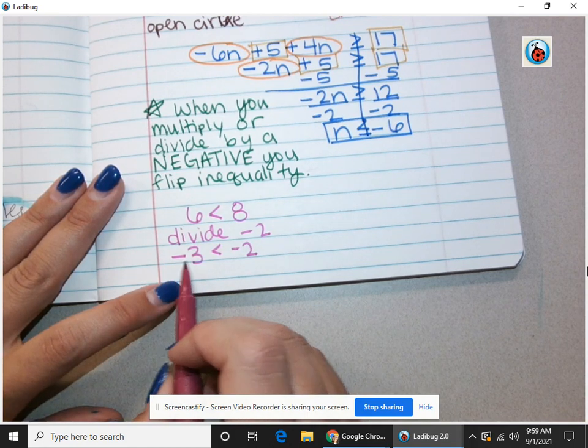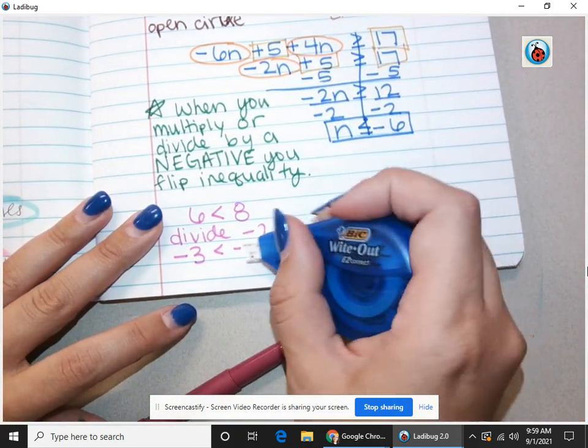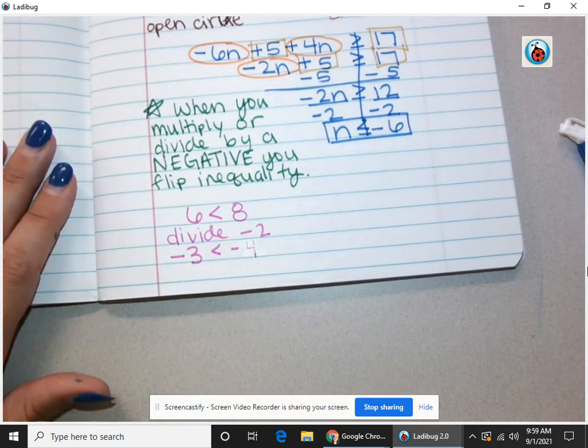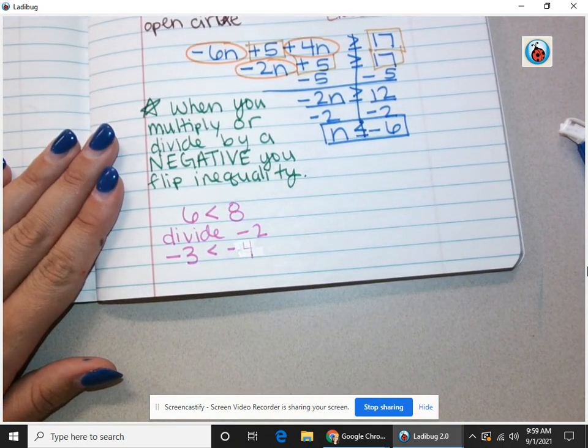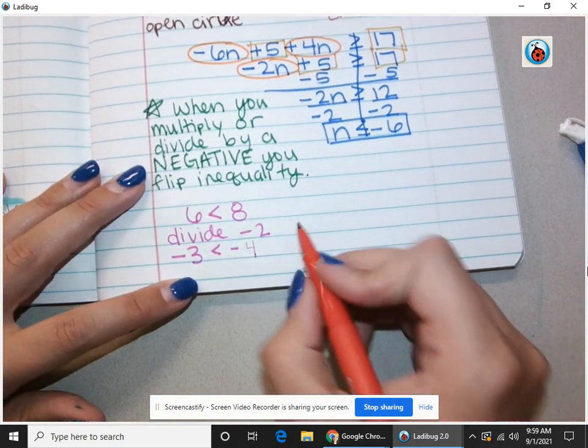Is negative 3, I'm sorry. This should be negative 3 is less than negative 4. I'm not paying attention to what I'm doing. Negative 3 is less than negative 4. Is that a true statement? No. So this is false.